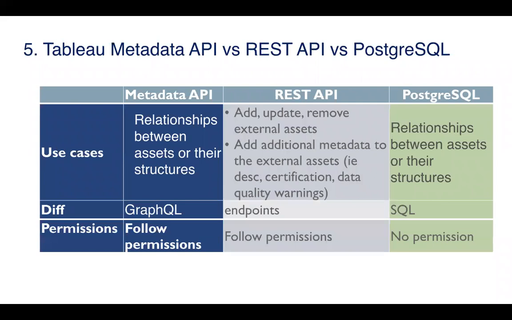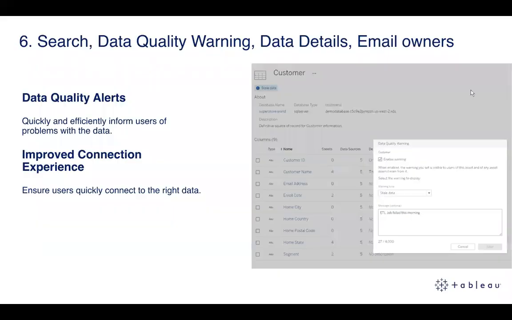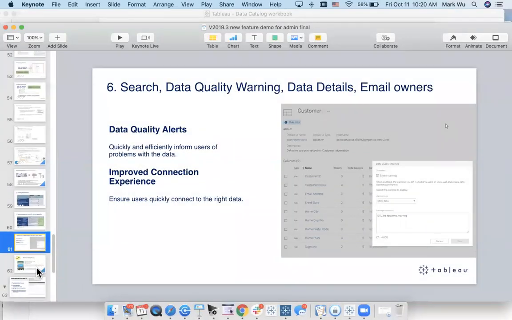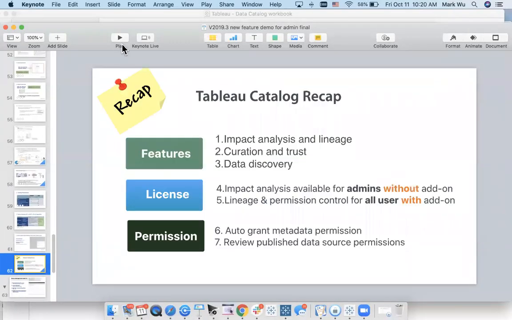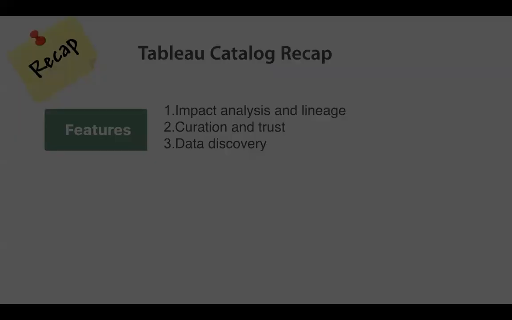Permissions using the REST API, permission followed. Metadata API, permission followed. Postgres, of course, no permission. You are accessing the database level directly. I'm going to skip that part and do the recap very quickly. Then I have 10 minutes to answer the questions.